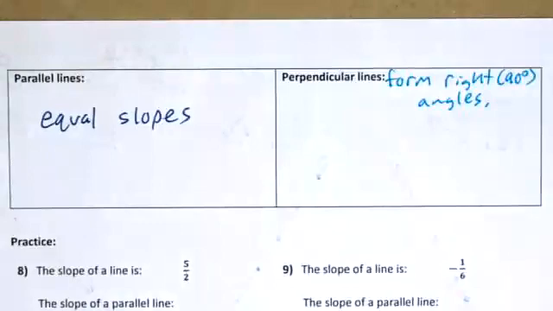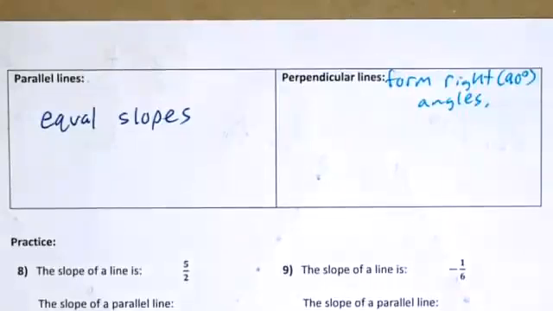Perpendicular is a very important concept in geometry because when we start talking about shapes, some special shapes have perpendicular sides. Can anybody give me an example of a shape that has perpendicular sides? A square has perpendicular sides because it has 90-degree angles. A rectangle has perpendicular sides. A right triangle has perpendicular sides. So we'll be using the idea of perpendicular a lot.